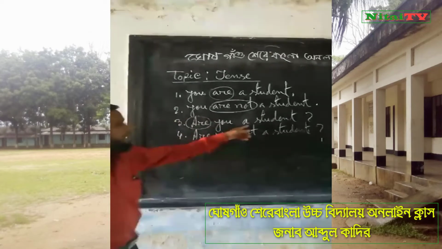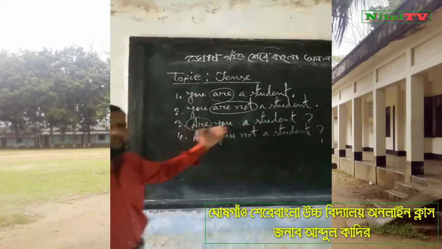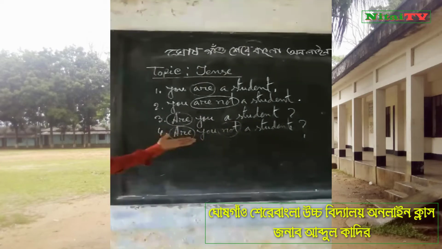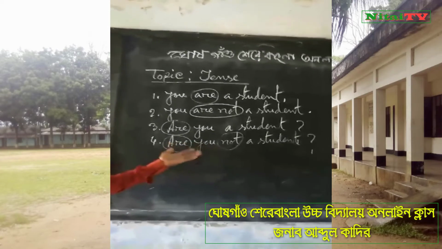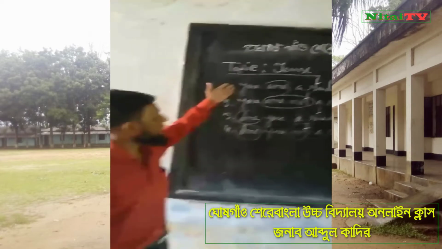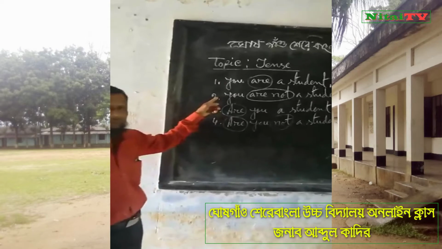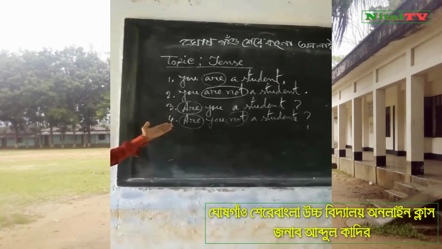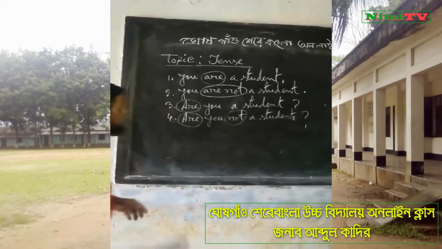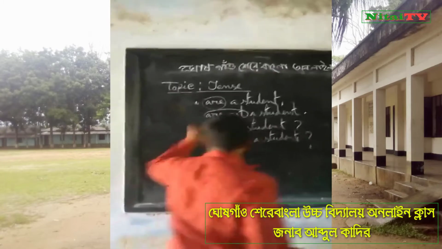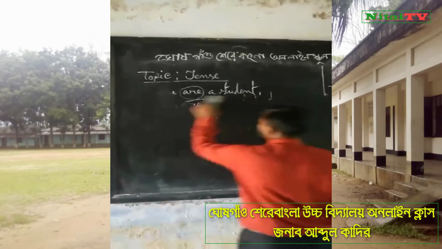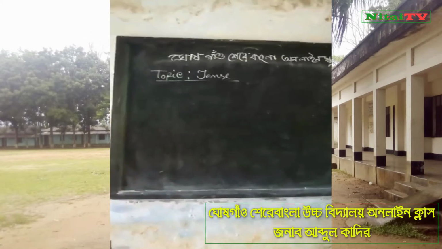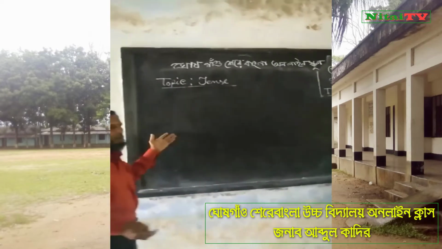Are you a student? Here, be verb in interrogative sentences. Here, are and not are used together in negative interrogative sentences. That is affirmative. Number two is negative. Number three is interrogative. And number four is negative interrogative. This is present tense. Now I will discuss past tense.